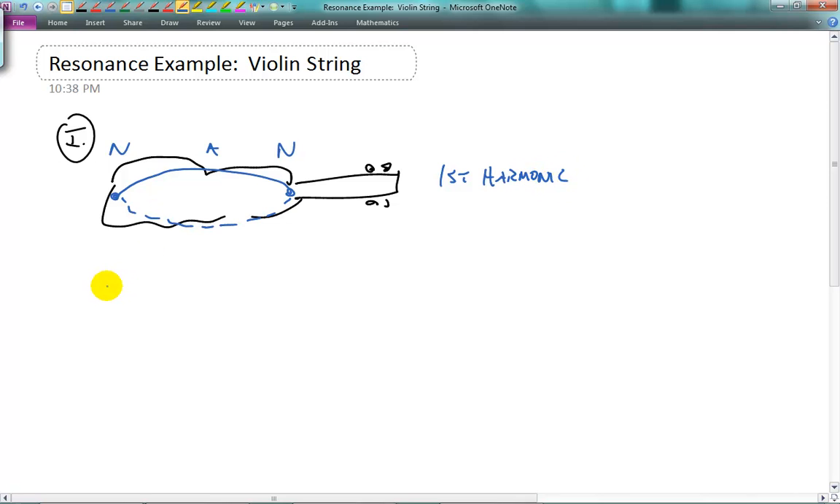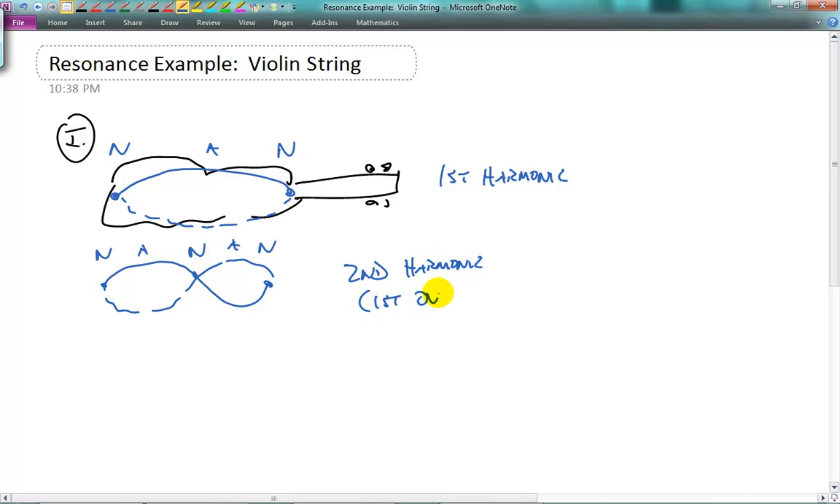The second harmonic we'll just sketch out. Instead of just one bump, there will be two bumps. It's important to know how to visualize this. We got a node, an antinode, a node, an antinode, and a node. That's our second harmonic, and it's also called the first overtone. If you study more music, you might hear your choir director or orchestra director use these terminologies, vocabulary words.